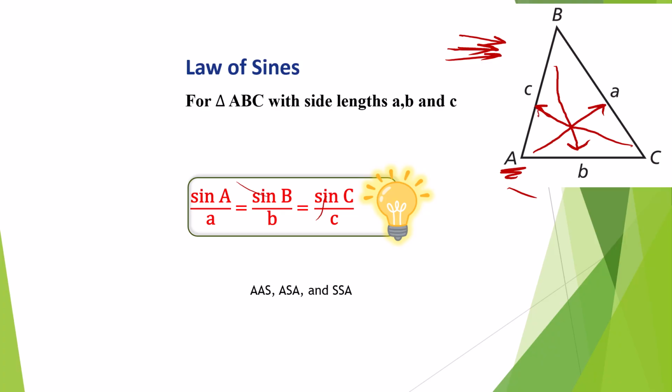Now the ratios of the angles and the sides are equal to each other. So sine A over a equals sine B over b equals sine C over c. We can apply this formula when the cases AAS, ASA or SSA are given to us. Now let's solve a few examples to understand how we can apply the law of sine to determine unknown sides or unknown angles.